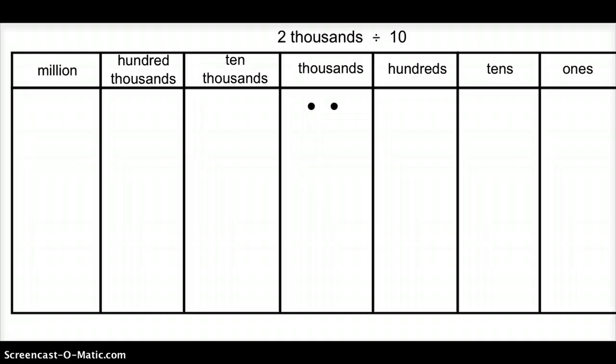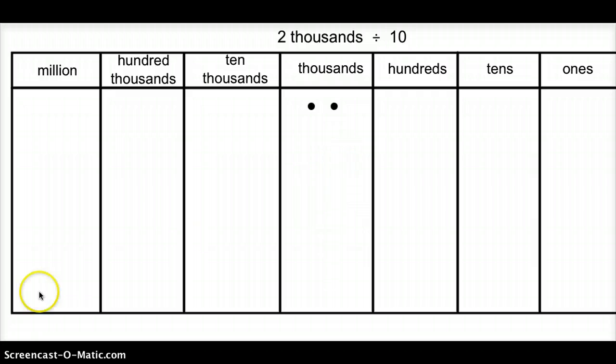Division is going to be a little bit more challenging. Let's do the dot method just so we can see exactly what it's supposed to look like, and then we'll show you the more efficient way. For this problem, I have 2 units in the thousands place value, and I'm going to take 2 thousands divided by 10. Well, I can't have 10 groups if there's only 2 here.